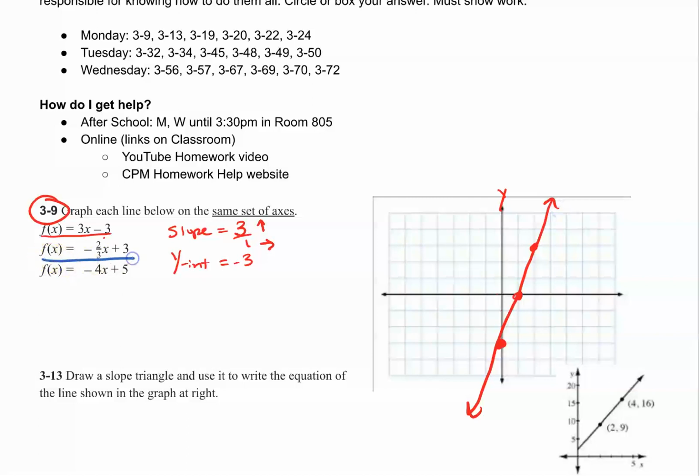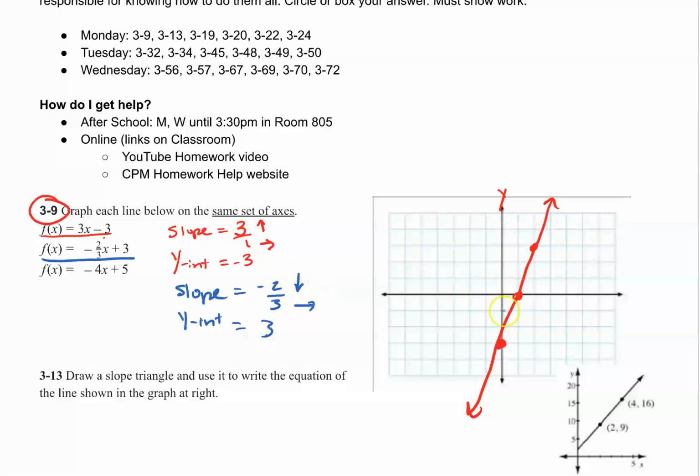Alright, line number 2, find the slope, find the y-intercept. The slope is a fraction, don't forget the negative sign, that's -2 over 3. And then the y-intercept this time is going to be +3. Don't forget the slope is rise over run. Since it is negative, we are going to rise by going down 2 and moving to the right 3.